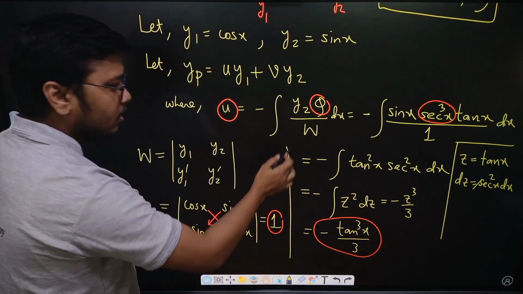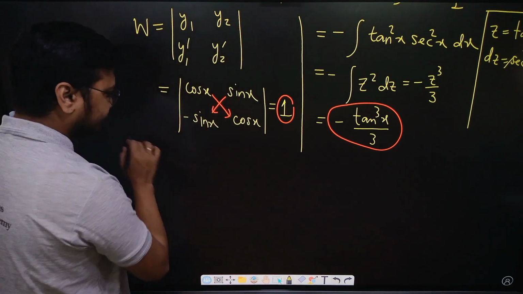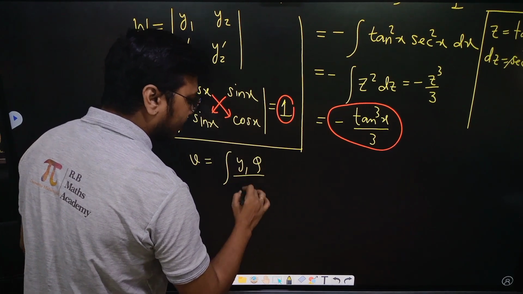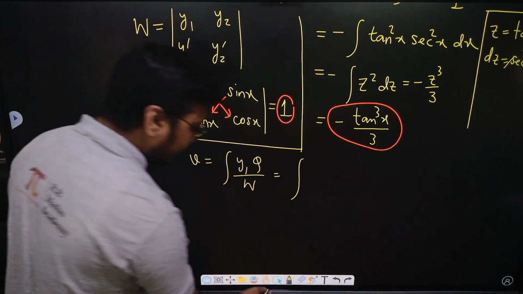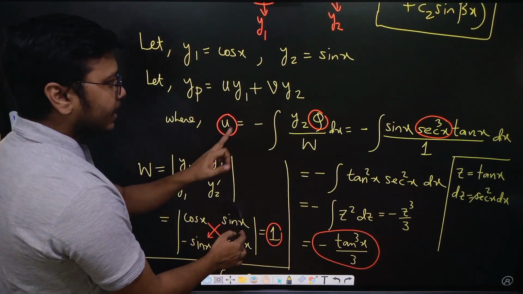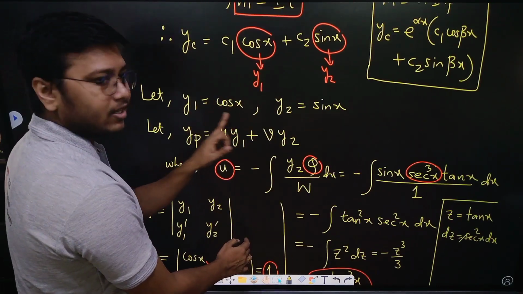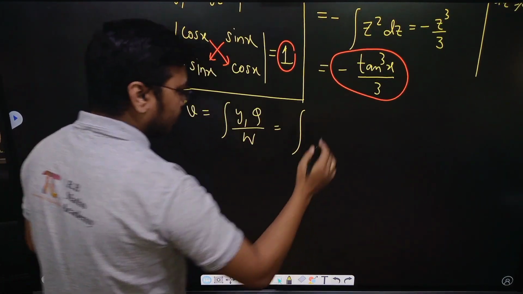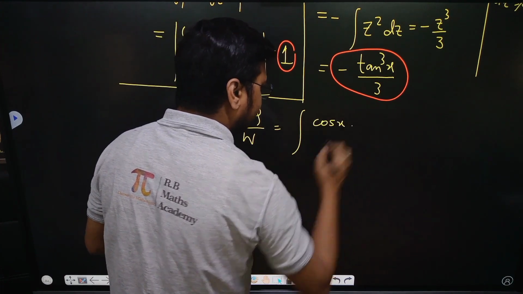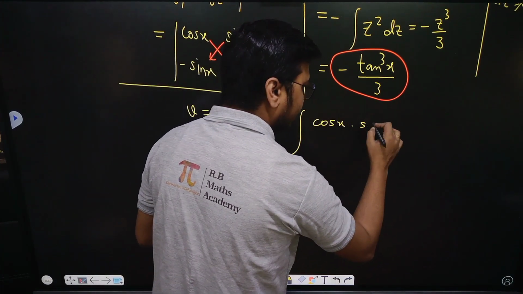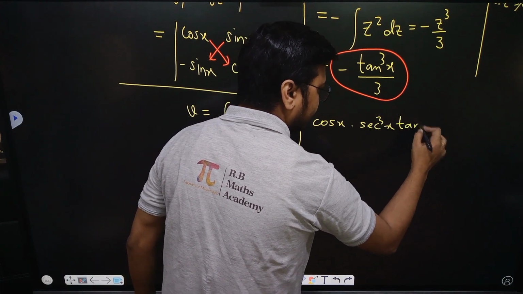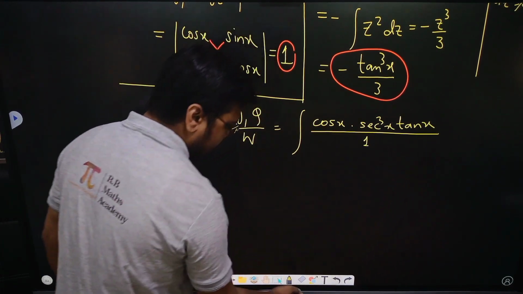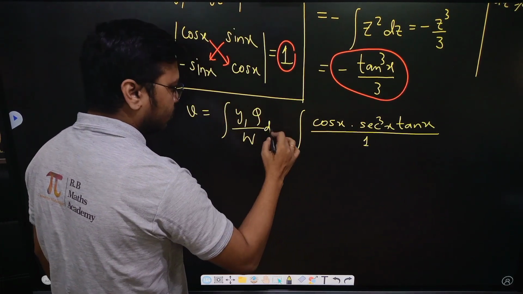Okay. So now coming to the v part, the formula for v was y1 times q by w. Now what was my y1 part? You can just check it over here. I've written that my y1 part is the cos x part and the y2 was the sin x part. Okay. So cos x into q is same as the right hand side, which is sec cube x tan x, whole divided by the Wronskian value which is 1, and I've again missed the dx, so a dx out here.